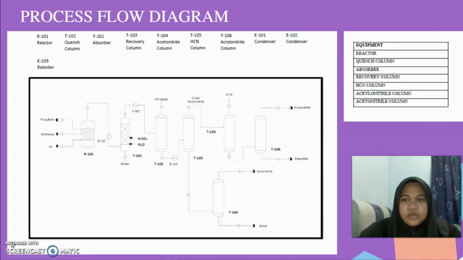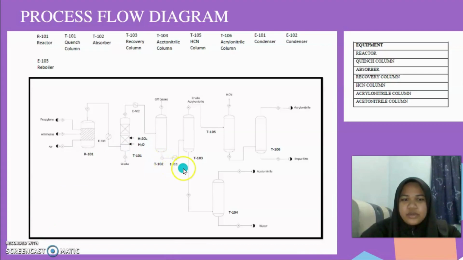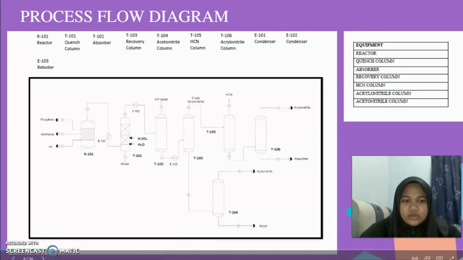For our presentation on the production of acrylonitrile, we begin with the mass energy balance for the process. From the process flow diagram, the equipment used is the reactor, quench column, absorber, recovery column, HCN column, acrylonitrile column, and also acetonitrile column.